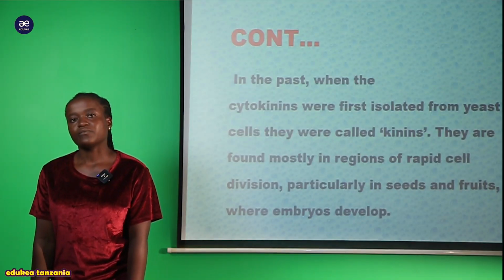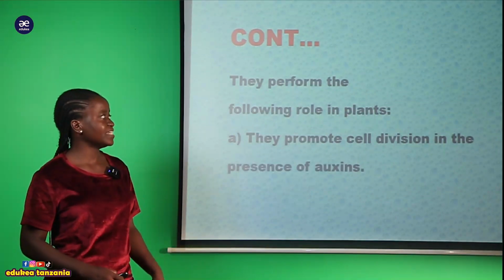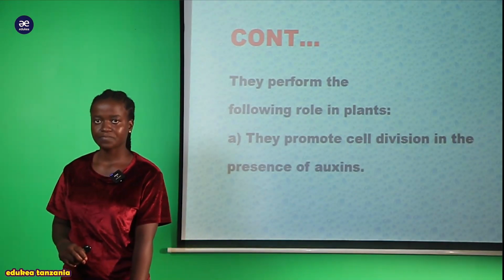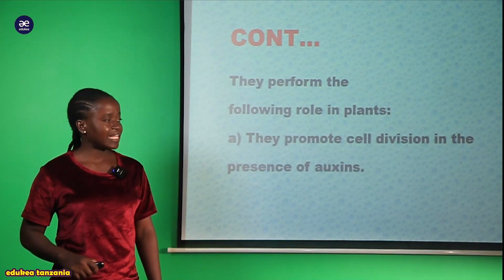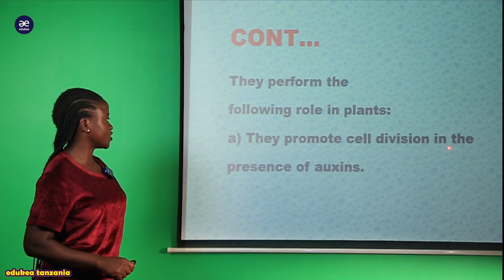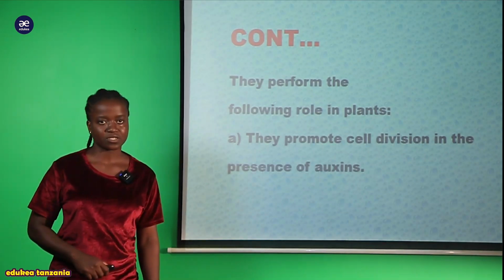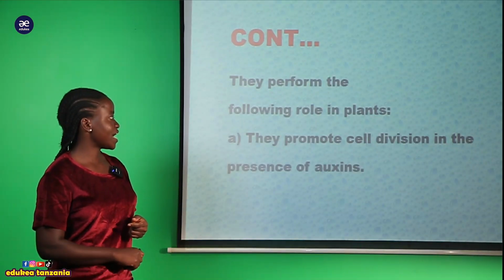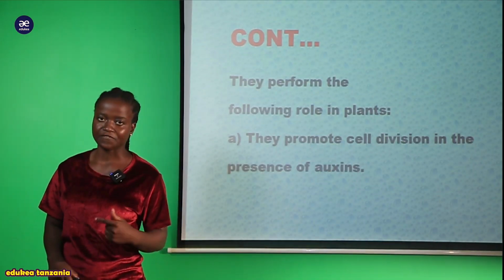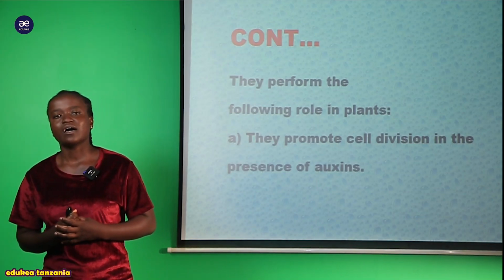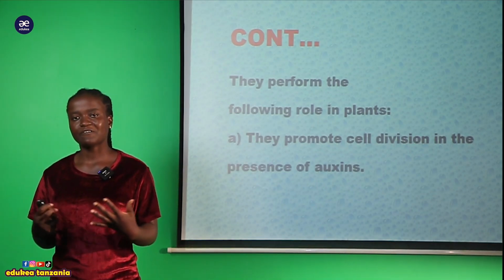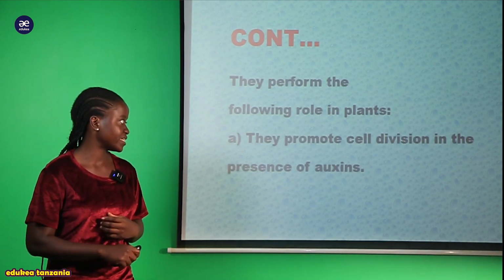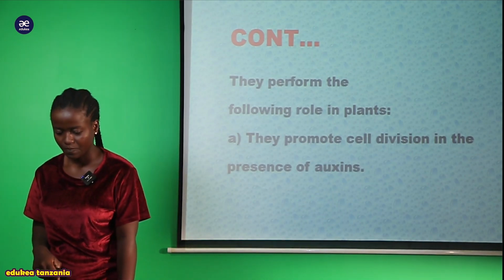So now we can say that due to that, cytokinins perform the following functions or roles. In the first role, we are saying that they promote cell division in the presence of the auxin. So with the presence of the auxin, these cytokinins are used in promoting cell division so that they work in relation of synergism. They perform the function together so as they can bring about cell division to occur within a plant.